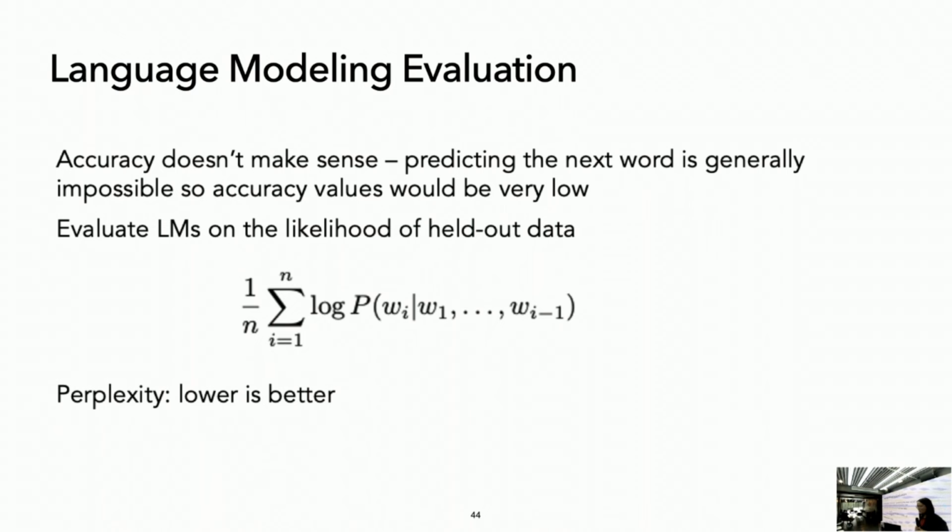So instead, for most large language models, we evaluate those models on the likelihood of the held out data. This is defined as perplexity. Basically, for all the data in the test or held out data, we calculate the probability of predicting the next word, given the context, and enumerate it across all possible sentences we have. So that's recurrent neural network.